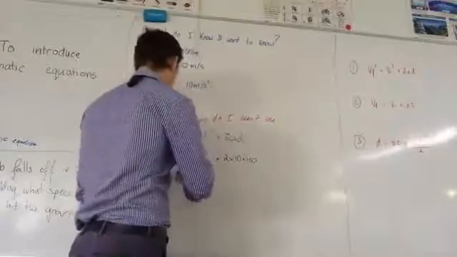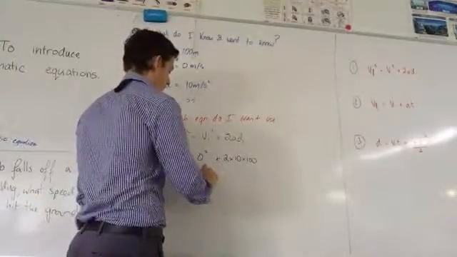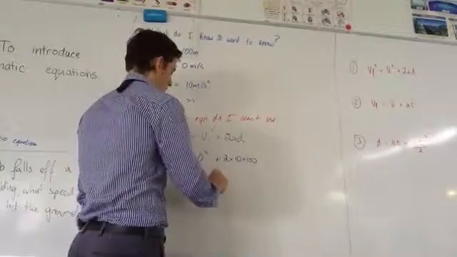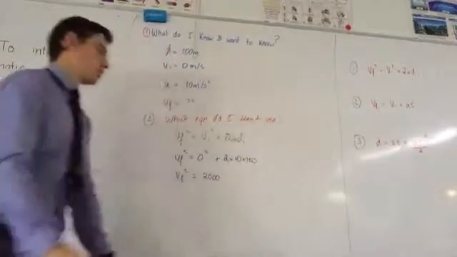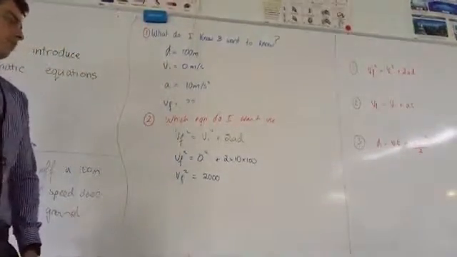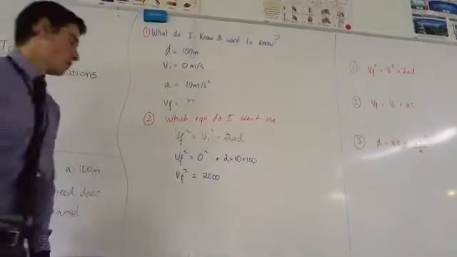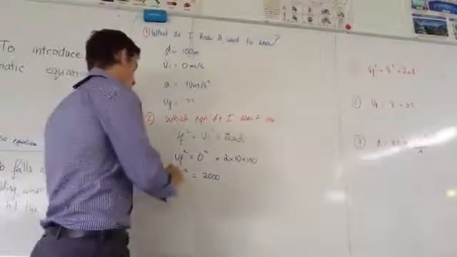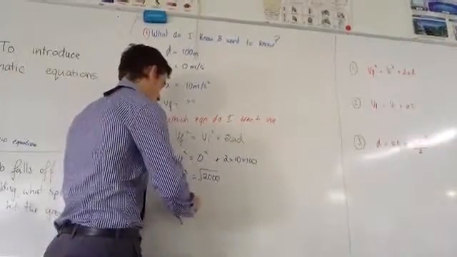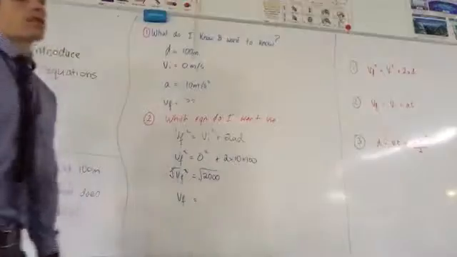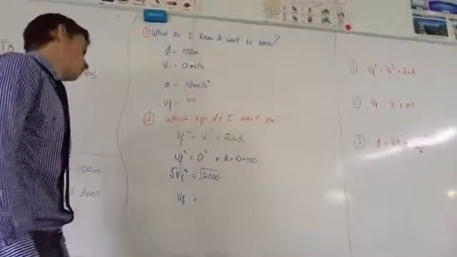So we get VF squared equals what? 2,000. 100 times 10 is 1,000, times 2 is 2,000. But I do need to square root both sides to undo the squared. And the square root of 2,000 is probably about 40-something, 45-something.